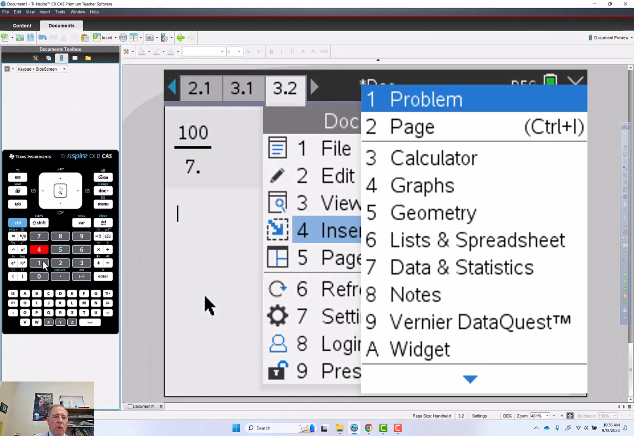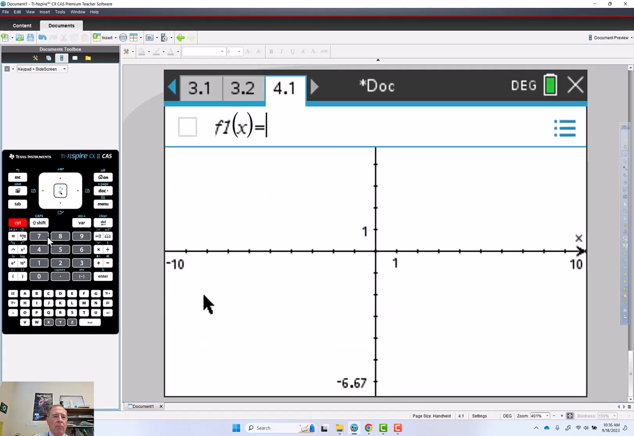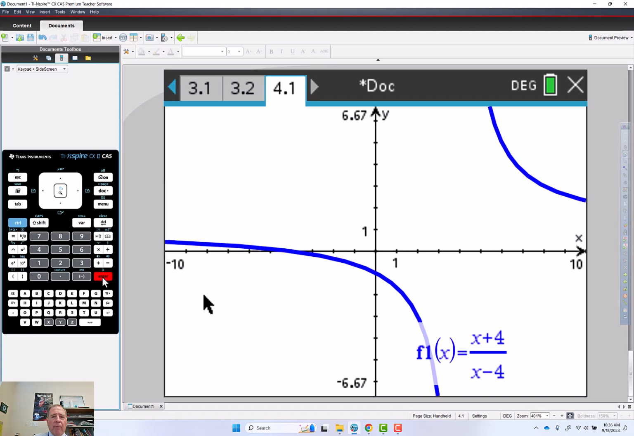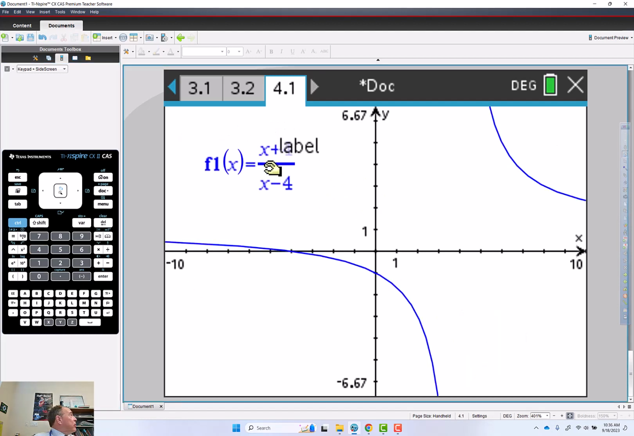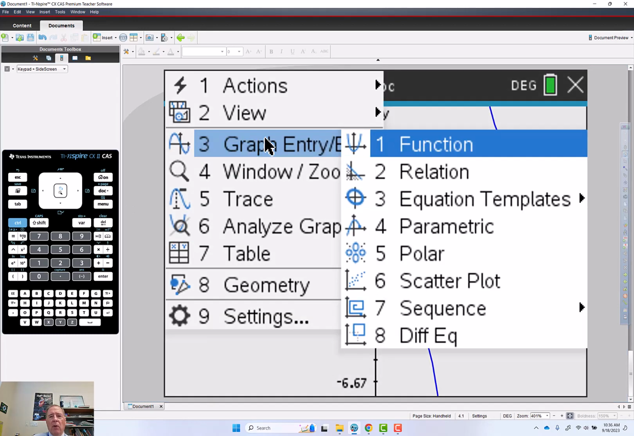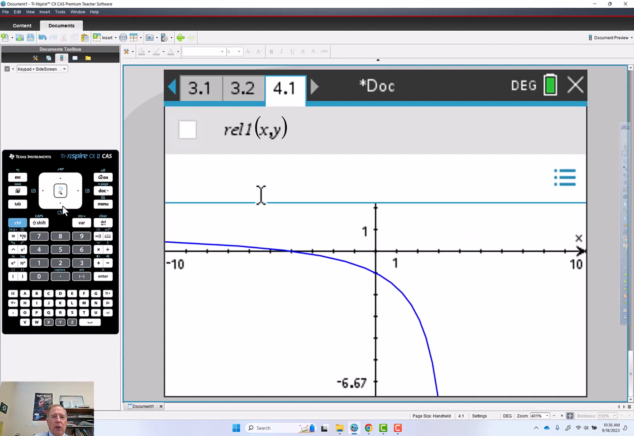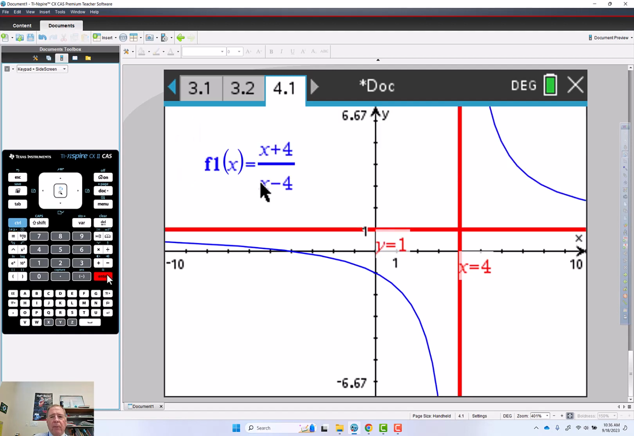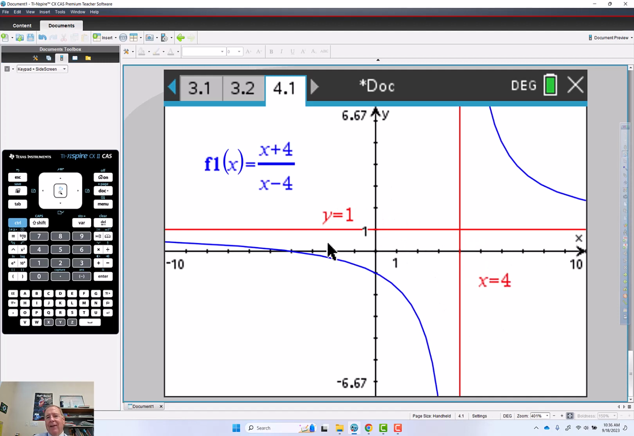So doc 4, 1, 2. Put in a fraction, x plus 4 over x minus 4. And I can actually go put in vertical asymptotes. Menu, graph entry edit, relation. I want it red, so I'm going to put in x equals 4. Then 1, 2, 3, 4, 5, 6, 7 to get to another red one. Y equals 1. And then we have a nice pretty picture with our horizontal asymptote and our vertical asymptote.